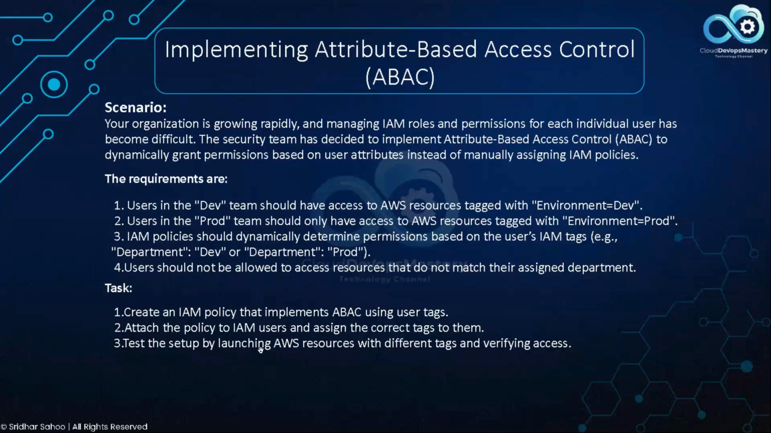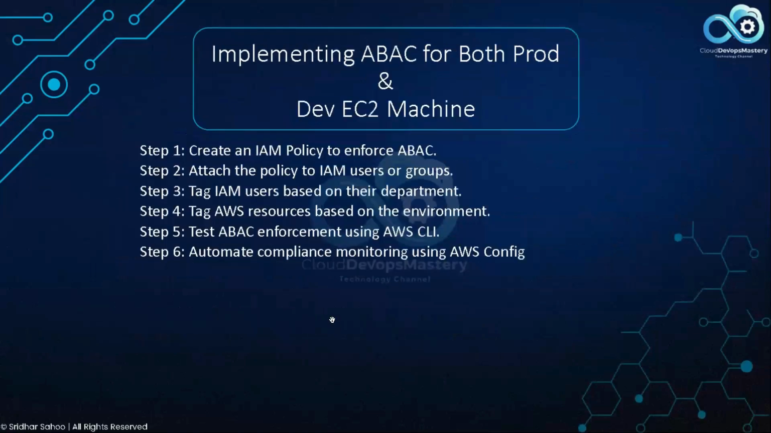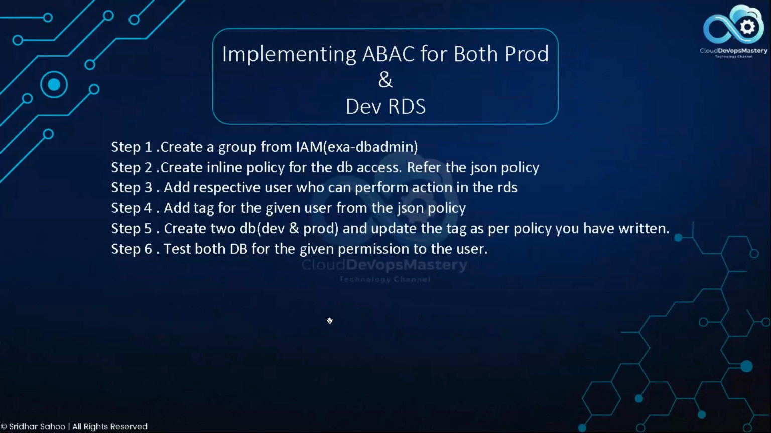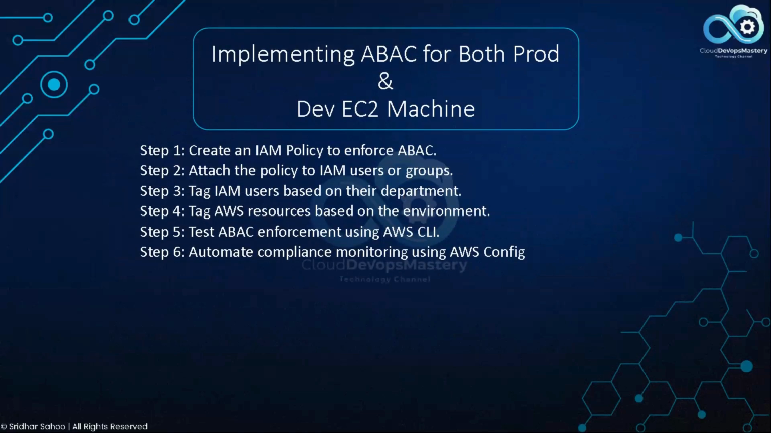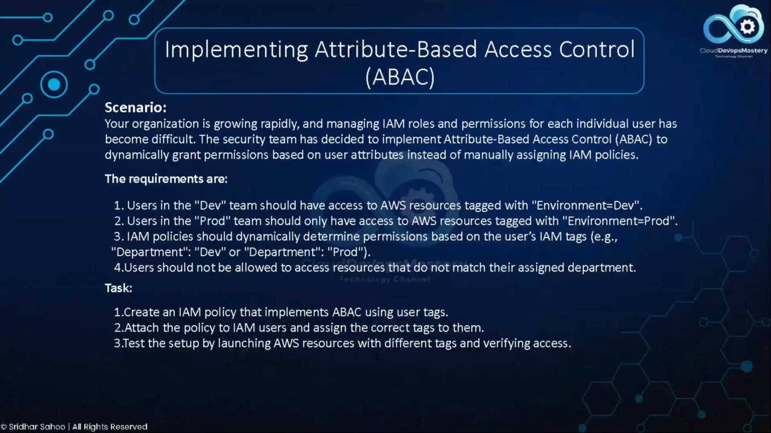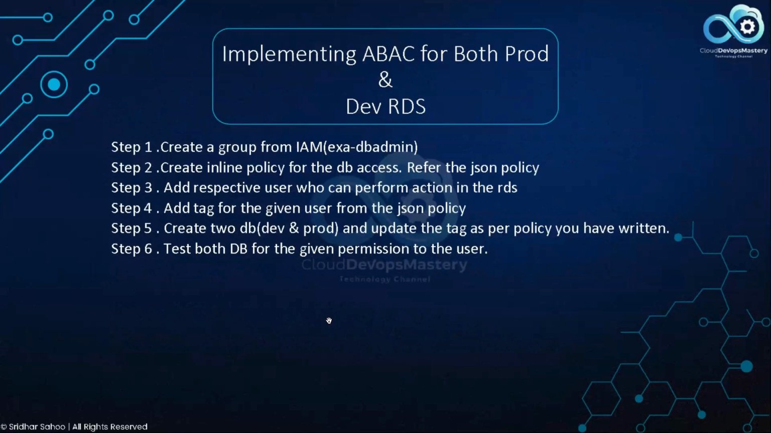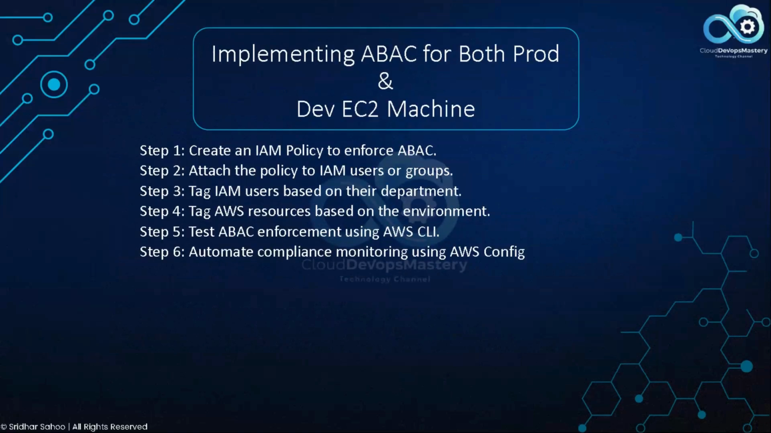Then test whether you are able to access the respective department or not. Okay, let's jump in and start. So there are two more scenarios. We'll test it on the EC2 machines first. Same thing, we can do the testing on your database machine as well. So let's start testing by implementing ABAC on development and production EC2 machines.